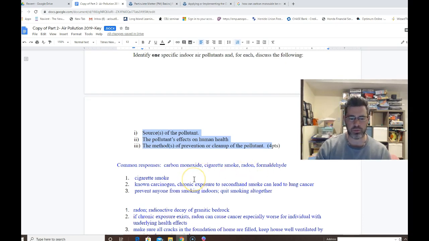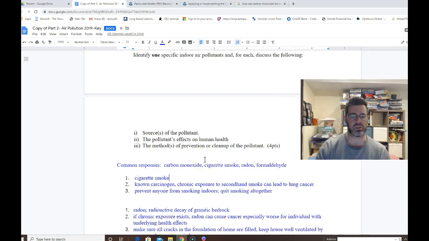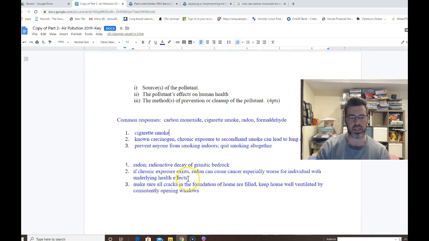So an example of one would be cigarette smoke. Well, what's the source of cigarette smoke? It could be secondhand smoke. It's just tobacco, cigars, cigarettes, whatever it might be inside the house. Human health, it's a carcinogen. We all know that. This is a home run question. This is common sense here. It's a carcinogen. Chronic exposure to secondhand smoke can lead to lung cancer. You're good to go. Three, the method of prevention or cleanup. Well, prevent anyone from smoking indoors. Don't smoke in general. Moving on, right?